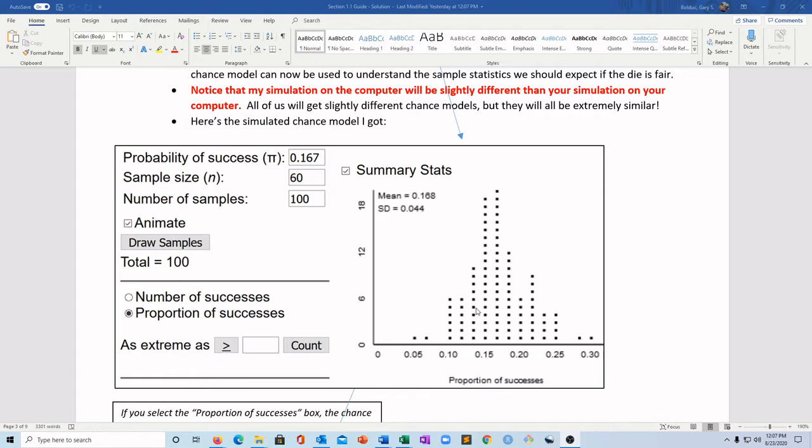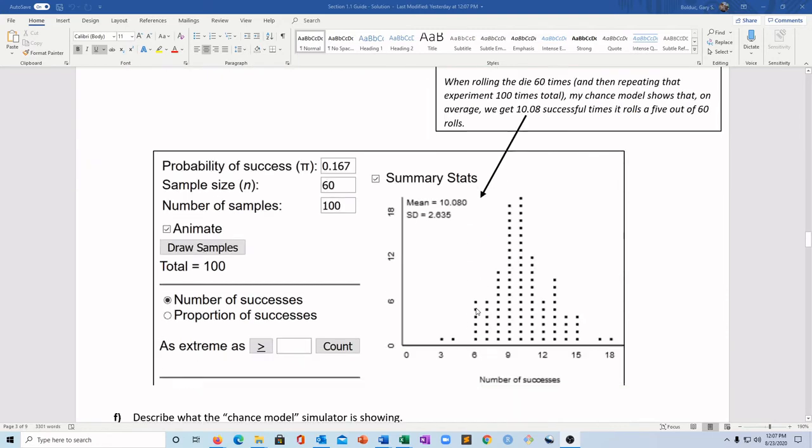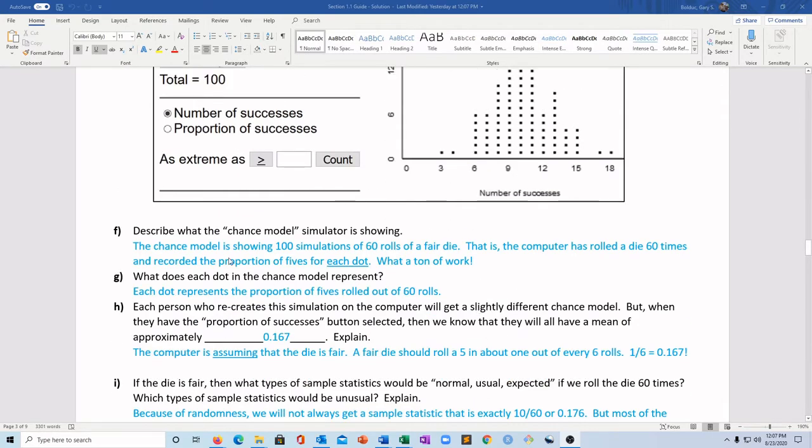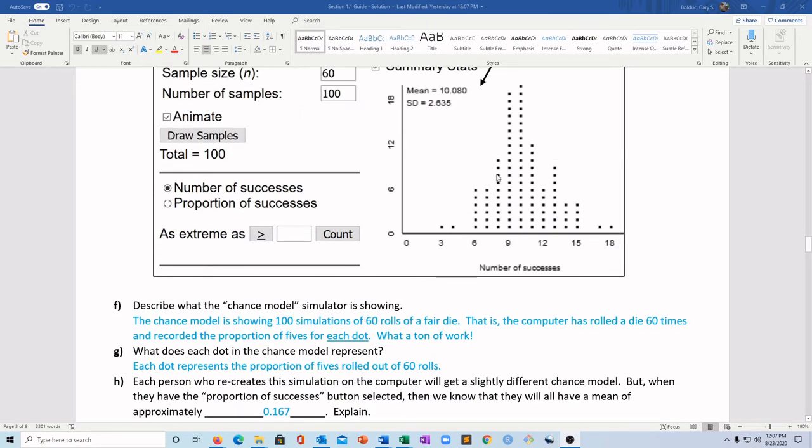We're going to do this over and over and over again, but that's what we have to try to get from it. All right, so you can kind of look through here. F says, what's the chance model? We've kind of described that. The chance model is showing 100 simulations. Each dot is a simulation of 60 rolls of the fair die. Okay, what's each dot? Each dot represents the proportion of 5s rolled out of 60 rolls. So each dot, in this case, it would be 3 out of 60 rolls were 5 for that one simulation.